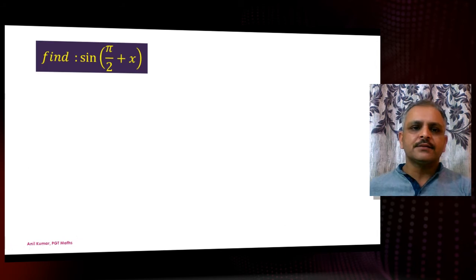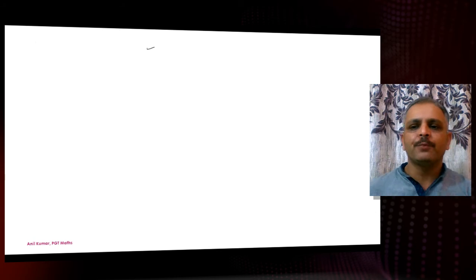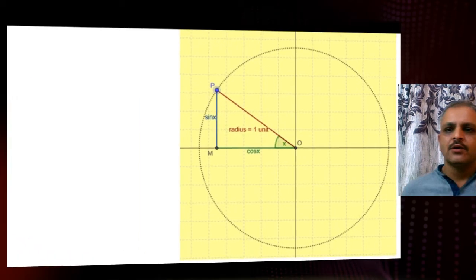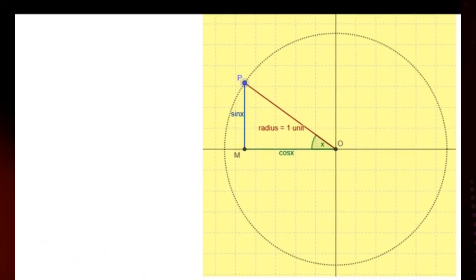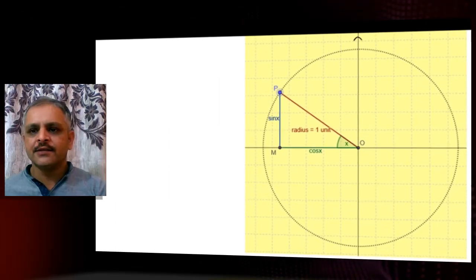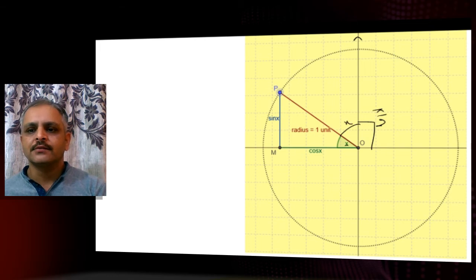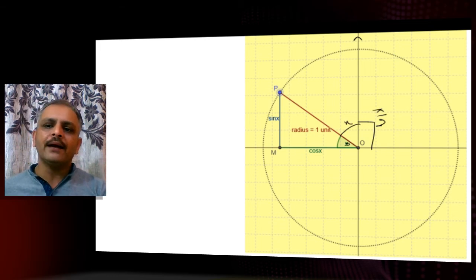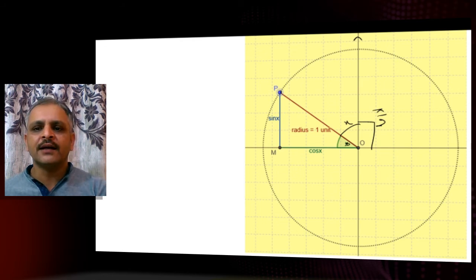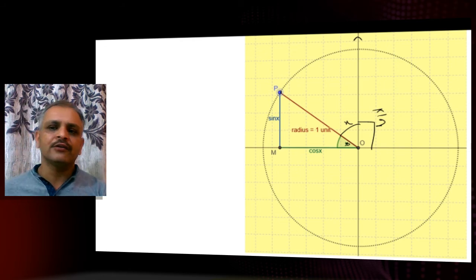So our next is sine(pi/2 + x). When I am talking about pi/2 + x, means we are in the quadrant number 2. See, this line y-axis represented the angle pi by 2, and here I am talking about pi/2 + x. So if my angle is here, what does it mean? It's talking I am in the second quadrant, and in second quadrant cos will be positive, sine will be negative, and accordingly the values will be.